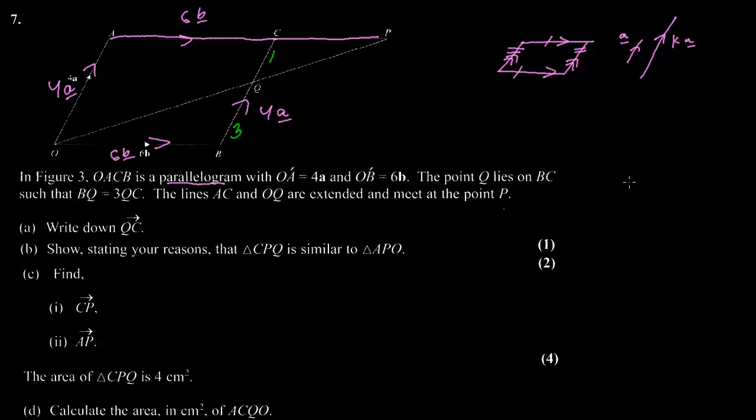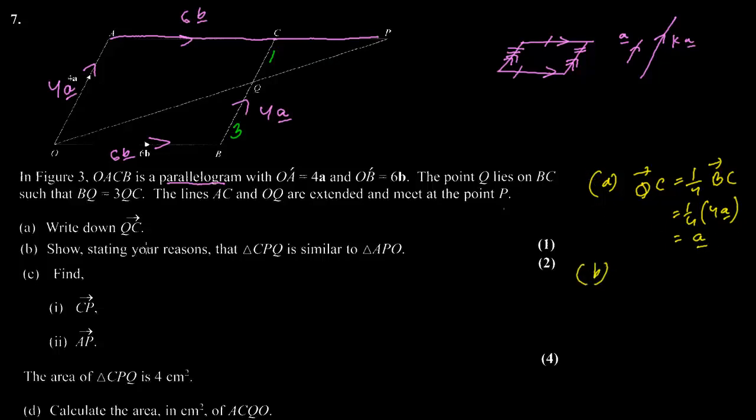Question number A says write down QC. We don't have to show anything, just write down. So for QC, we can use the ratio. We know this BC and this OA have the same vectors, 4a. So we can write QC equals 1/4 of the entire vector, which is BC. So this would be 1/4 of 4a, and the 4 and 4 would cancel and a would be the vector. So this is question number A.